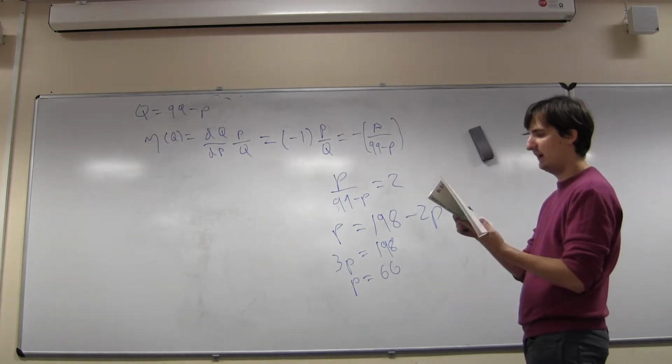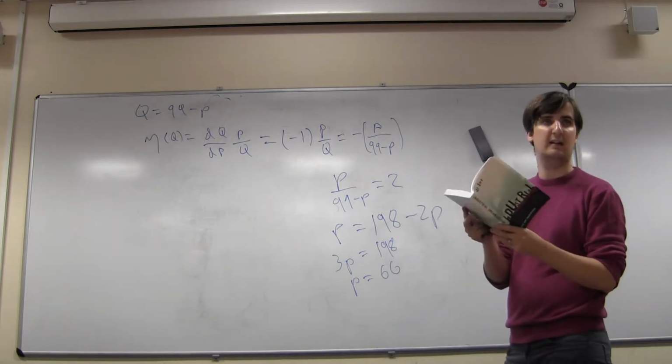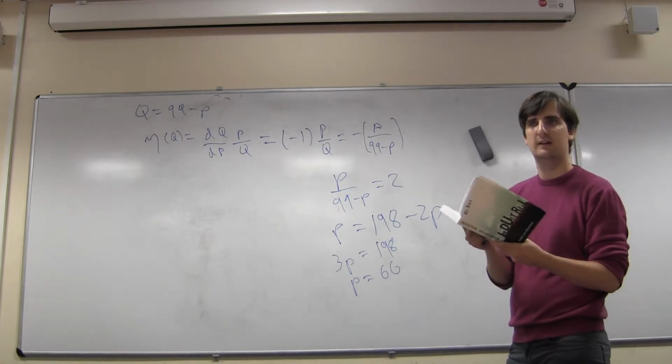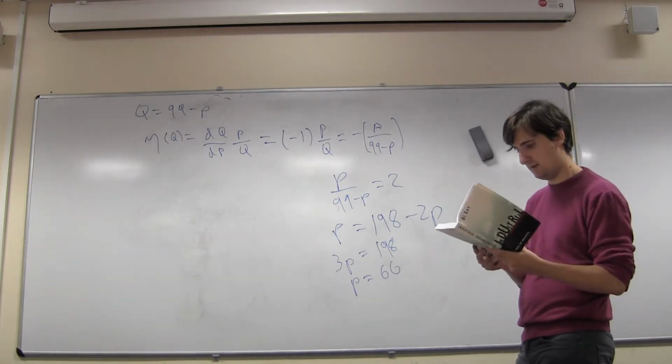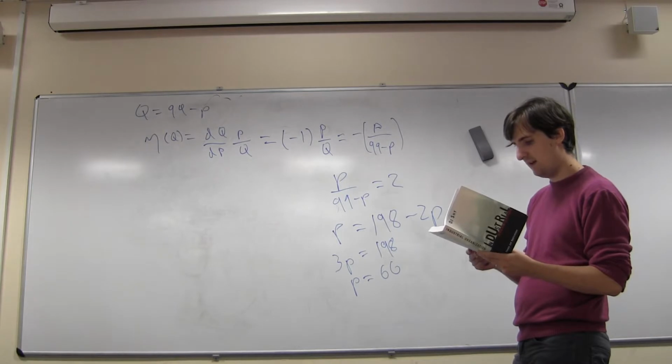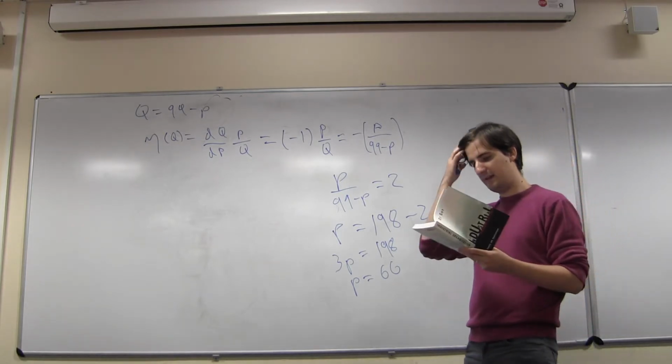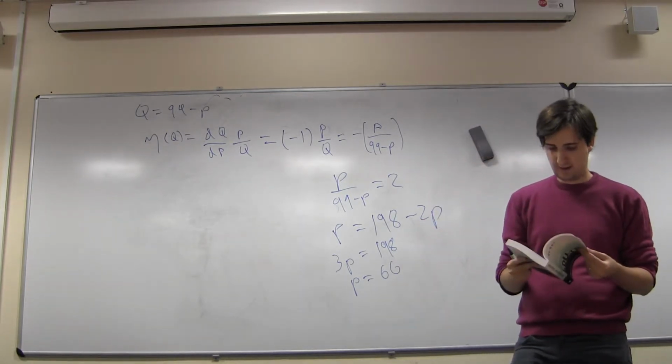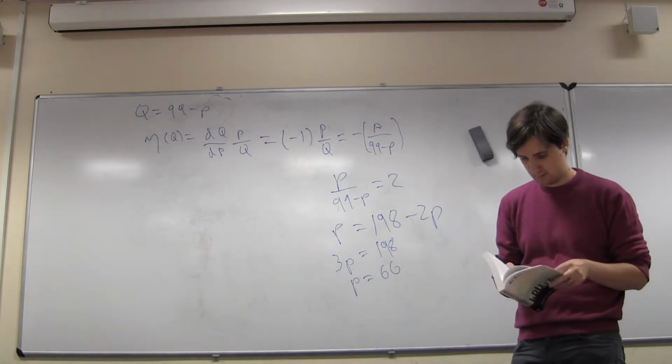So the next part said, at what output level does the elasticity equal minus 1? It's going to be the same method, so we're not going to do that. Then it says calculate marginal revenue.